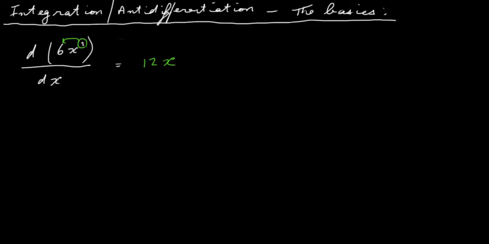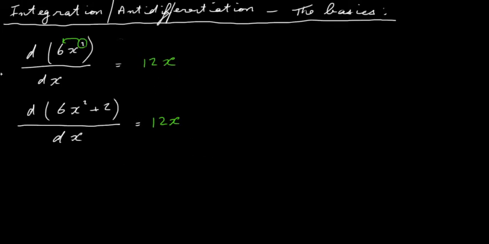Let's have a look at another one then. If we want to differentiate 6x squared plus 2, for example, with respect to x, what do we get? Well, again, we differentiate these terms individually. If we differentiate 6x squared, again, we get 12x. If we differentiate 2, we get 0. So there's a plus 0 here, which I won't put in. We get the same answer as up here.